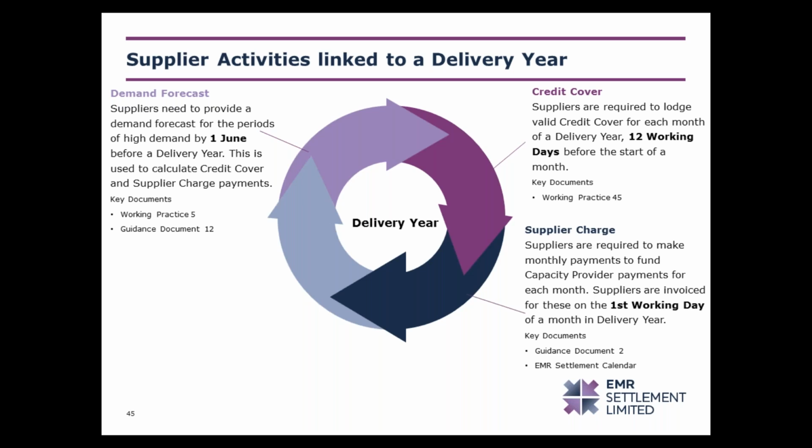We went through the supplier charge because suppliers are required to make monthly payments to fund capacity providers for each month of the delivery year. And that happens on the first working day, so the first one we're going to see is the 3rd of October. The key documents for that are guidance document 2 and the EMR Settlement calendar, so you can see when your invoice dates are going to be.